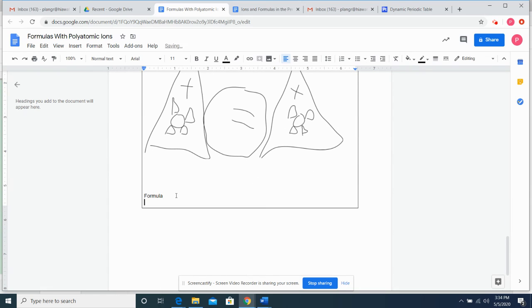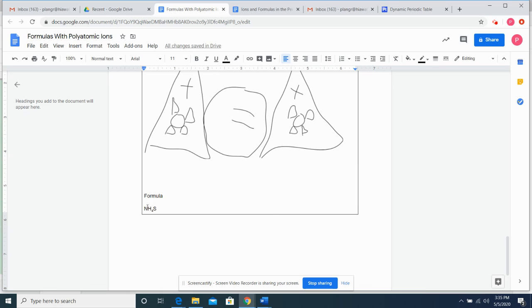Well, I need to write that it has ammonium, NH4. I'm going to have to write a small 4. So control comma, that makes it small. Control comma makes it big again. And then I'm going to have 2 ammoniums there. So I'm going to write in the sulfur first. All right, and so I'm going to put in the sulfur.